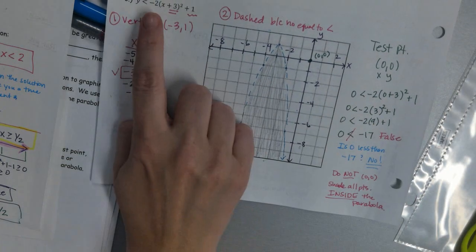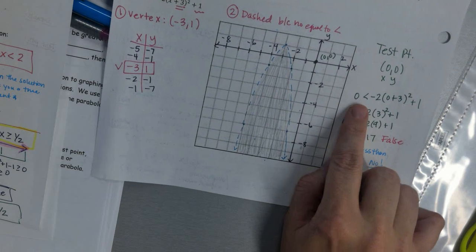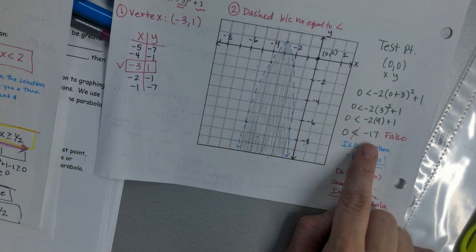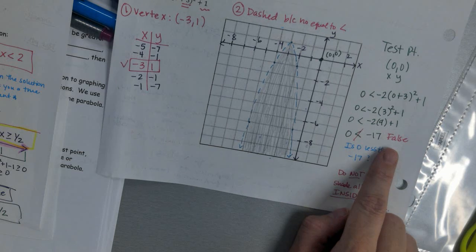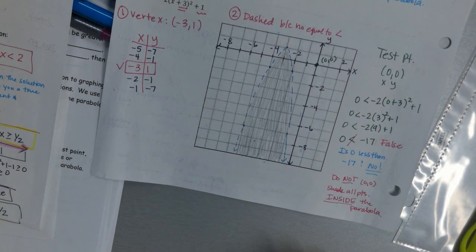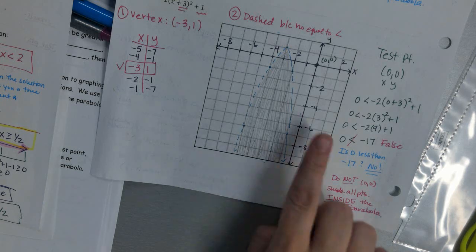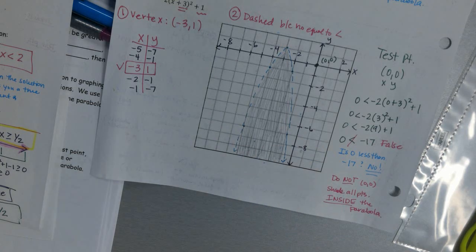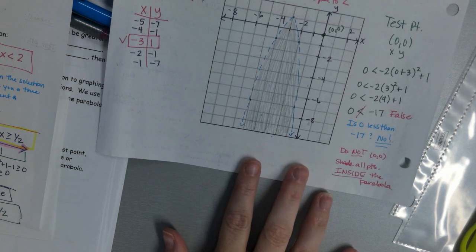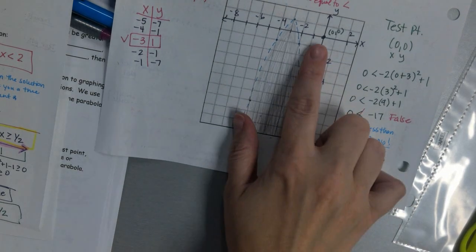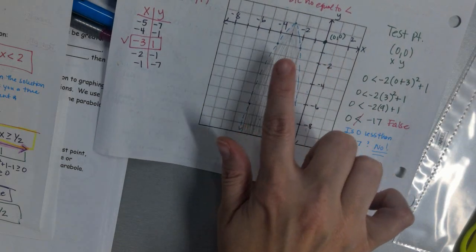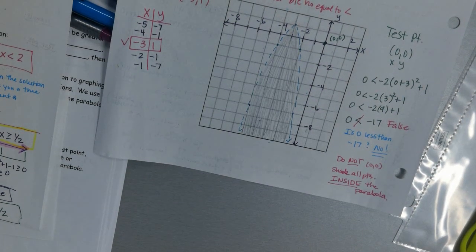Okay, so like I said, I switched this sign. So when I did my test point, I ended up with 0 is less than negative 17, which was false. And that's why in my example here, I shaded it inside. Okay? So I am going to post this one on Google Classroom for you. Okay? And then, so you don't want to shade 0, 0. So if you don't want to shade 0, 0 and 0, 0 is outside, you're going to be shading the inside. Okay? Questions for me on the 2.7 day 1? All right, so now we're going to look at 2.7 day 2.